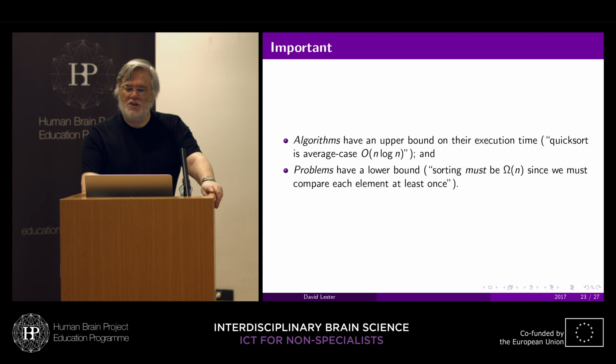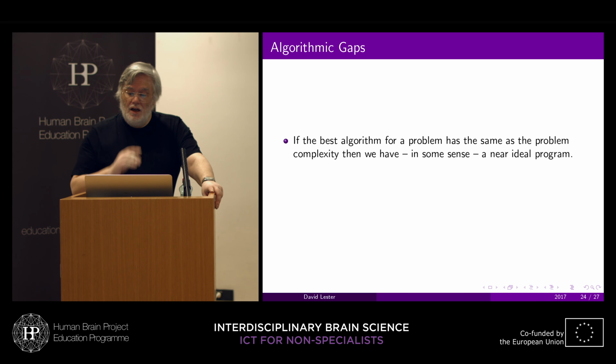The problem here, as you can see, is that there's a difference. The problem's lower bound is linear, and the best algorithm that we know, quicksort may not be the best algorithm, but the best algorithm has the same complexity here of n log n. And this gives rise to algorithmic gaps. So if the best algorithm for a problem has the same complexity as the problem complexity, then we have, in some senses, a near-ideal program. We've written a near-ideal program.